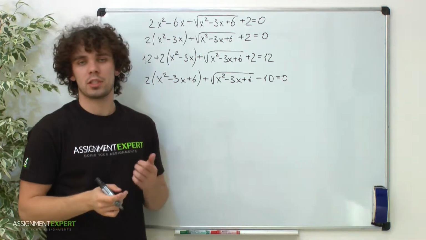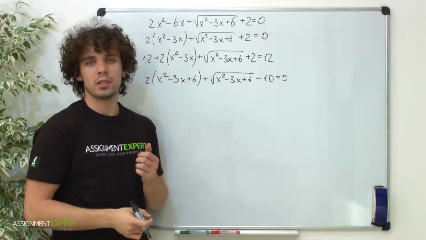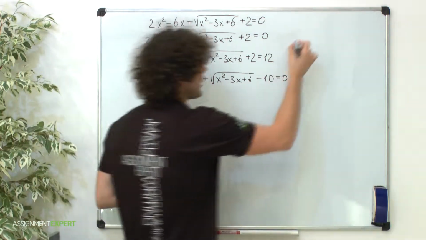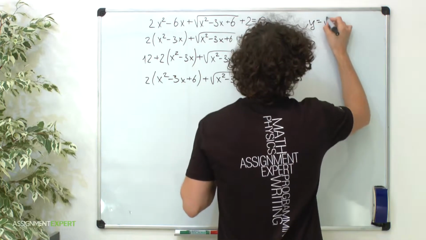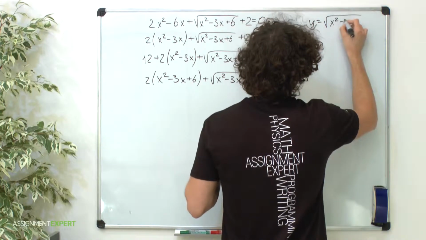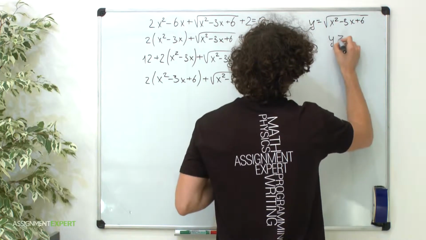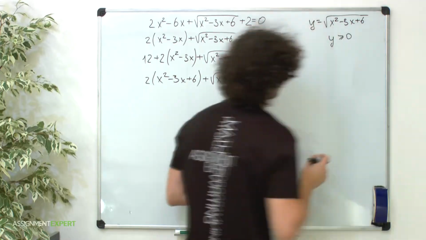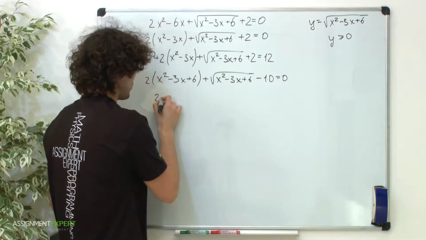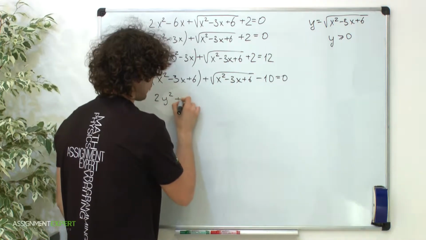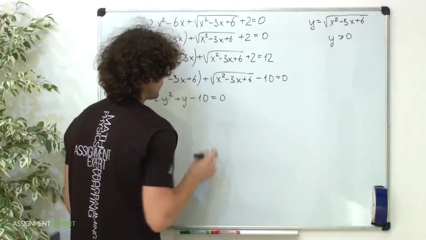Our next step is to somehow get rid of the radicals. And in this example, it is convenient to make a substitution. y equals the square root of x squared minus 3x plus 6, whence y is non-negative. Using this substitution, we obtain 2y squared plus y minus 10 equals 0.